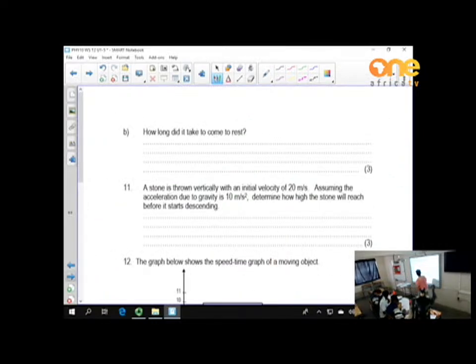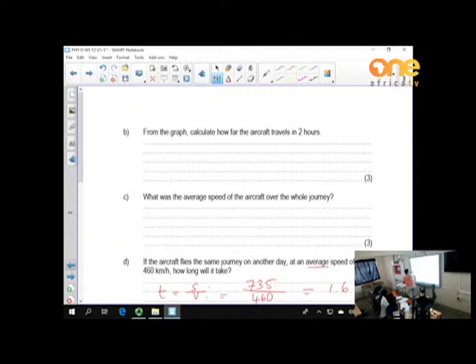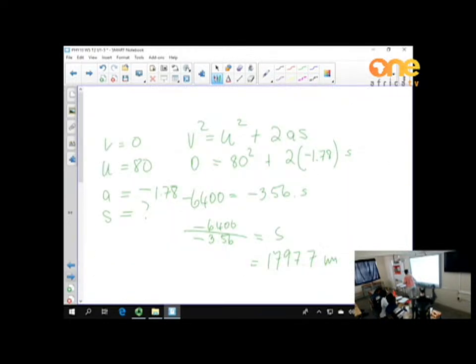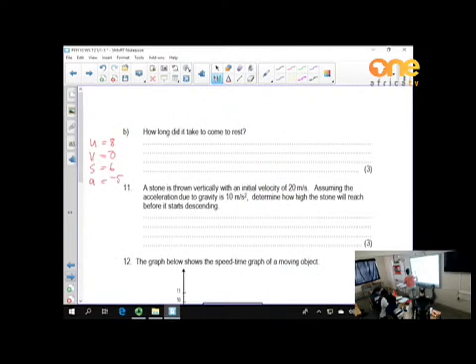Okay, how long did it take to come to rest? Now we are looking for time. We've got initial velocity, we said, is equal to 8. Final velocity was 0. Distance was 6, and we worked out acceleration to be? What was our acceleration? Minus 5.333. Okay. Minus 5.3 recurring.